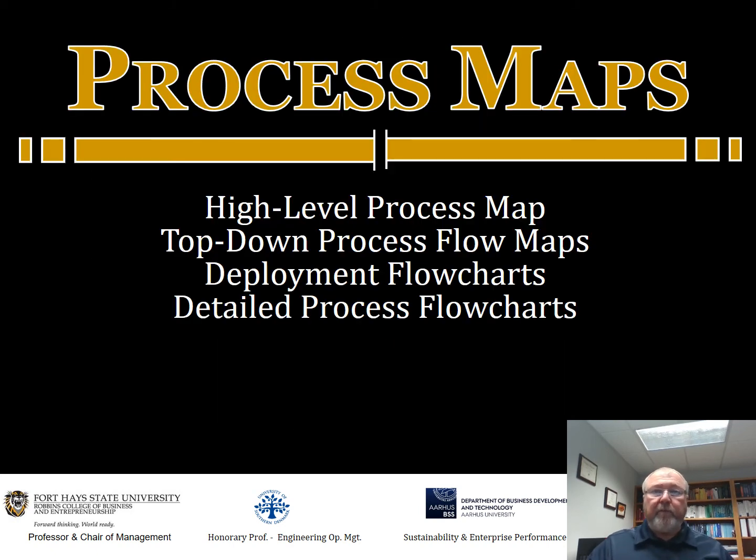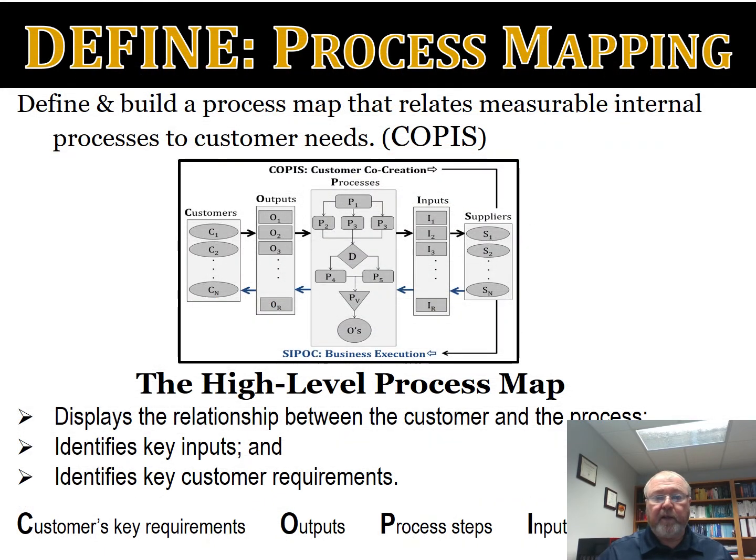So one of the first things that we want to talk to you about would be process mapping, and there are many varieties of process mapping. You can see a few of those listed on this slide: so-called high-level process maps, top-down process flow maps, deployment flow charts, detailed process flow charts. So if we're talking about a high-level process map, it might look something like this, and it might proceed either from left to right or right to left, depending on how you want to interpret it.